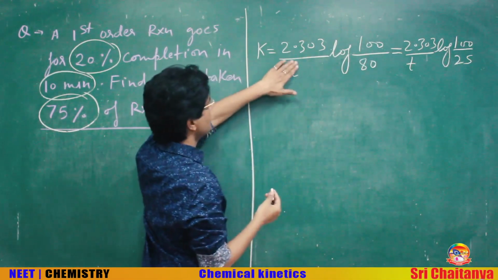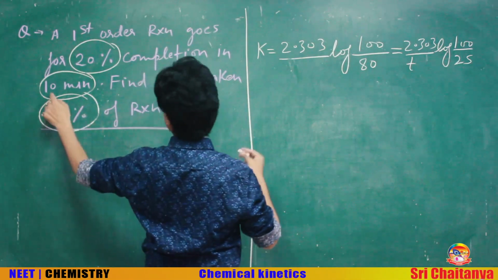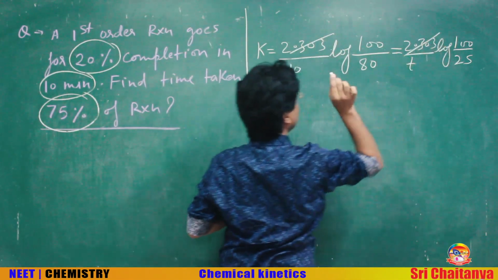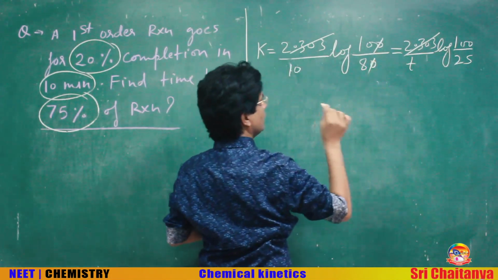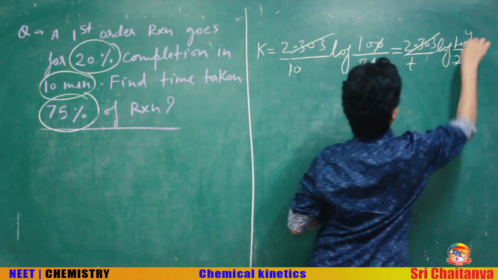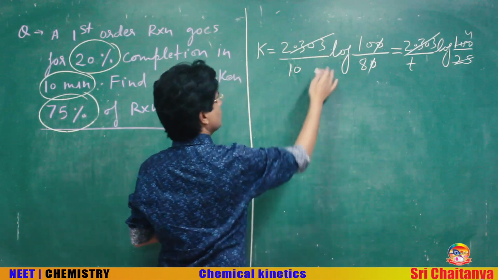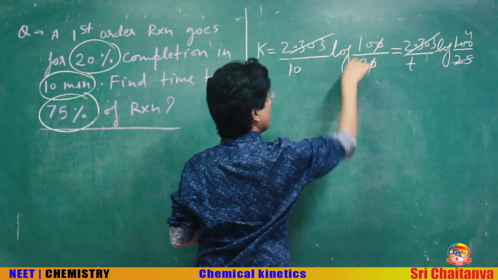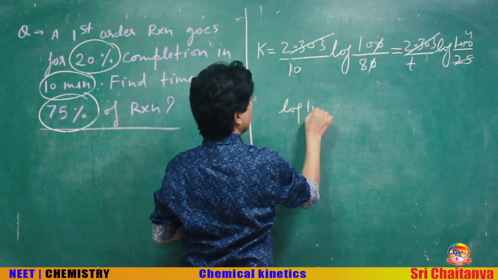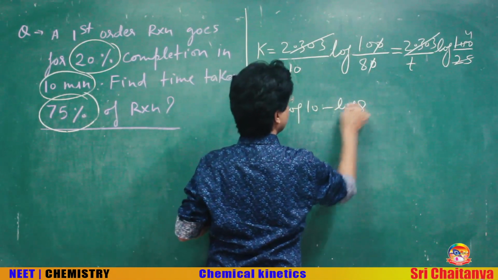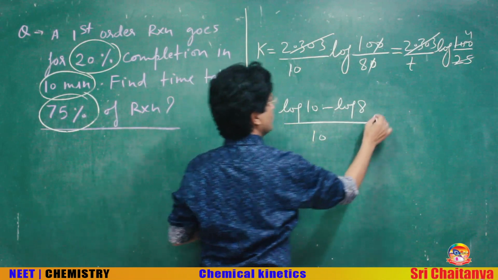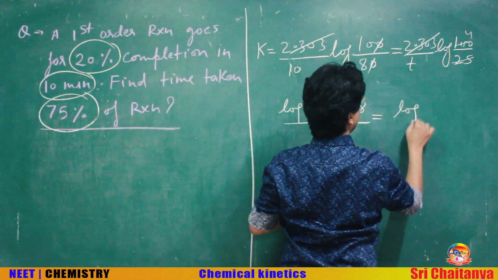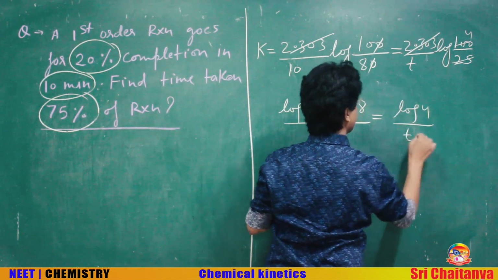Now this T is actually given as how much? 10 minutes. So this part can be cancelled. This will be gone and this will be 4. Now let's resolve this. So this will be log of 100 upon 80, that means log of 10 upon 8, which is log of 10 minus log of 8 upon 10, should be equal to how much? Log of 4 upon the time taken.